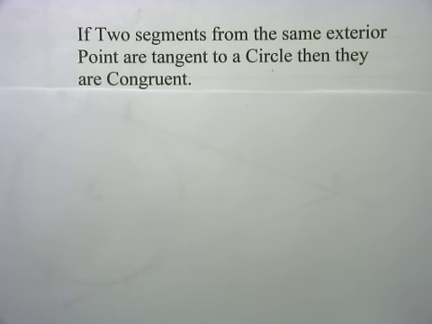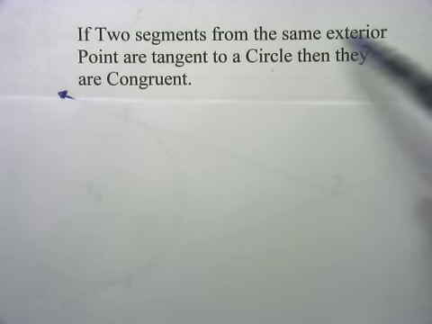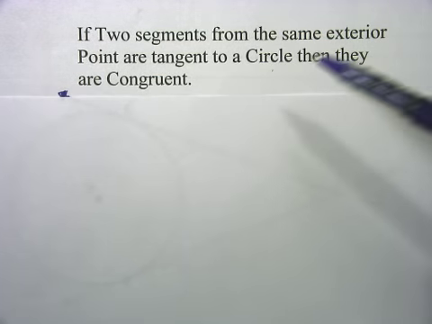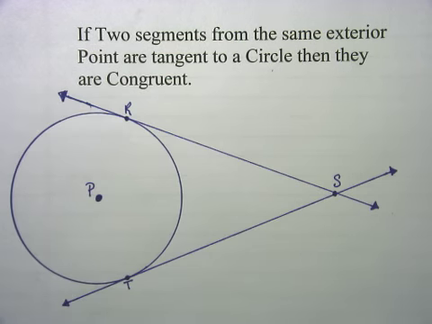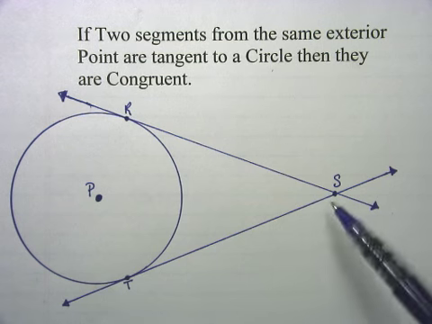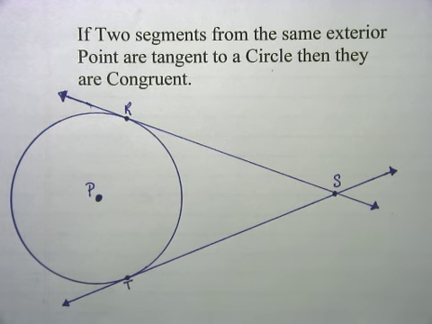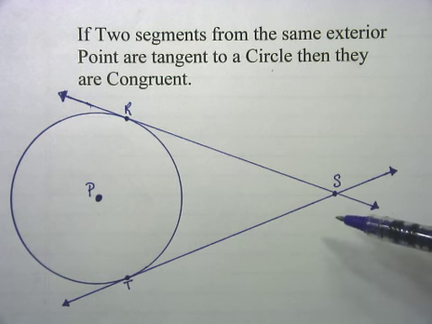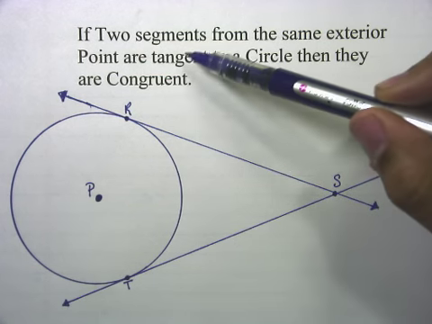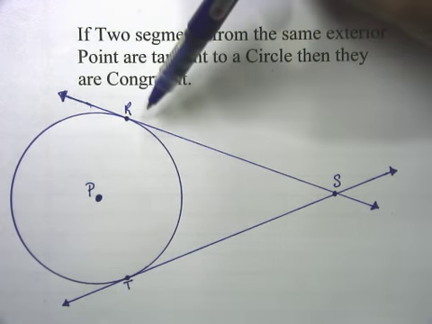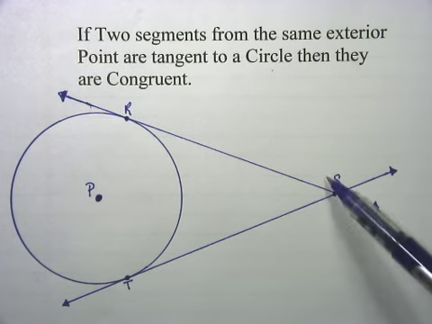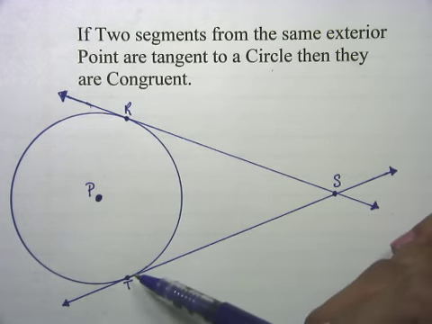Let's look at another rule. Another rule concerning circles says that if two segments from the same exterior point are tangent to a circle, then they are congruent. Let's take a look at an image here. This rule is saying that if segment SR and segment ST come from the same point, which is outside the circle, then they have to be congruent.